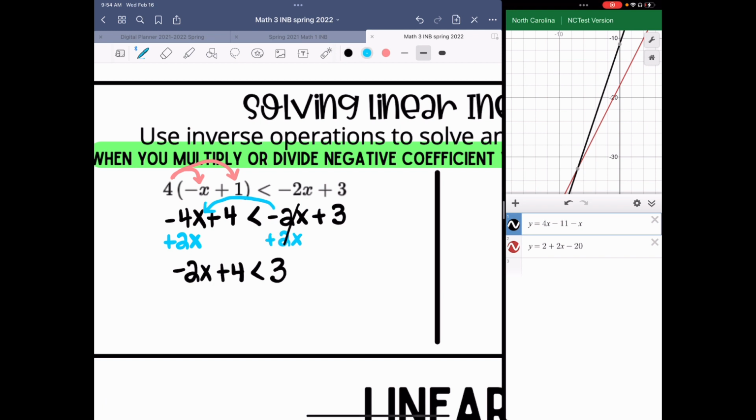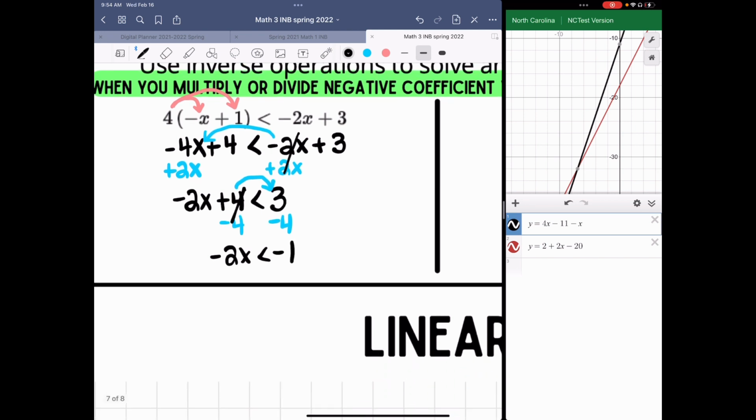All right, now I need to move the constant 4 to the right. So that's positive. We're going to subtract that over. So I have negative 2x is less than negative 1. And this is really where I need to think. Right now, this coefficient in front of the x is negative, so I'm going to have to divide by negative 2. Since I'm going to divide by that negative 2, that's when my inequality sign needs to flip. So instead of being less than, it's now going to become greater than. And then negative 1 divided by negative 2 becomes positive.